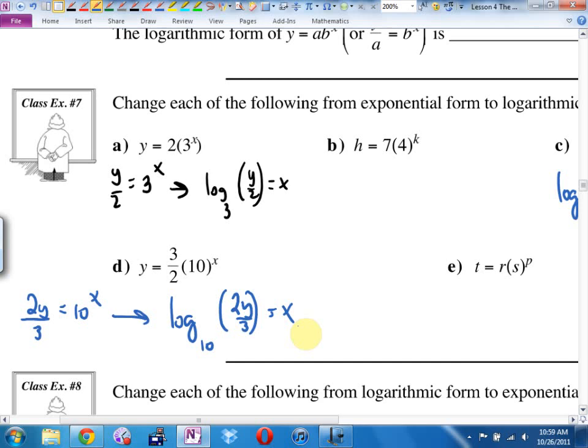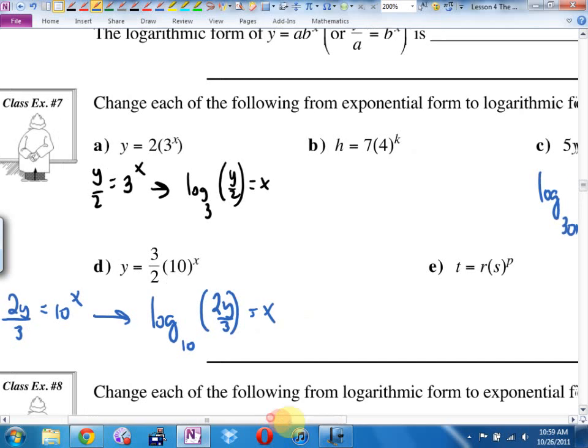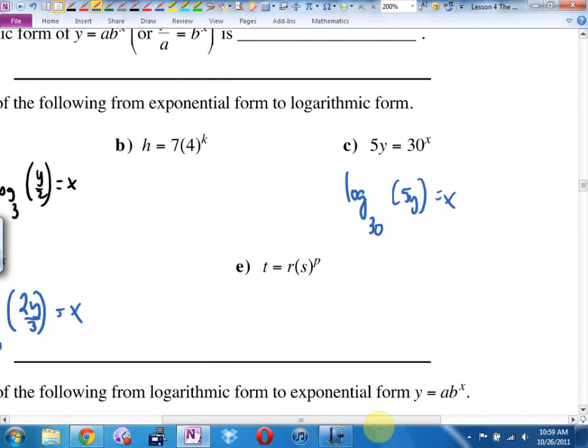Try E on your own. See, I passed that right on to you, Kara. Try E on your own. Algebraic. Get the power by itself first.